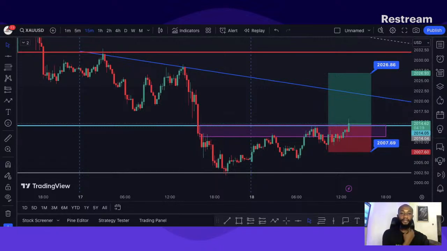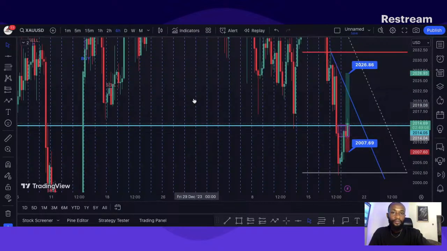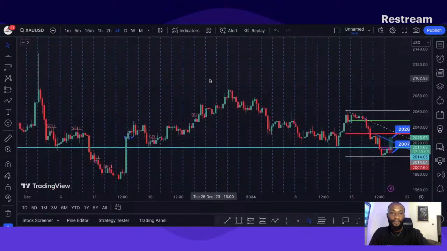I should start the analysis again. Okay. This is the analysis here. So let's start from the 4 hours time frame. This is the 4-hour time frame here.